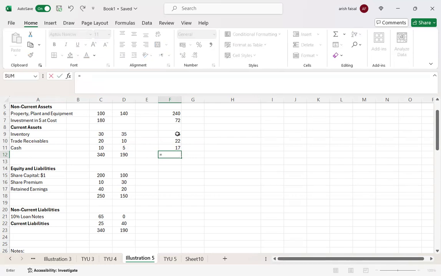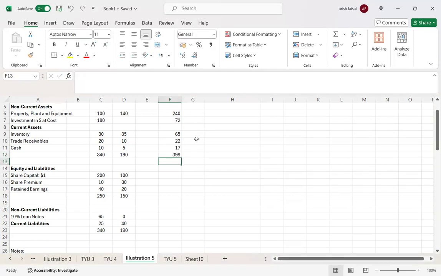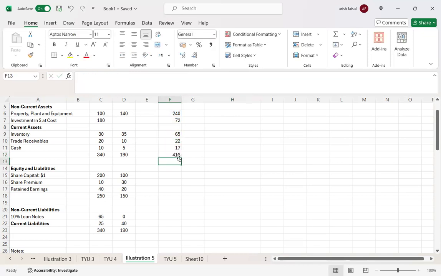And likewise, the total of the assets would be 240 plus 72 plus 65 plus 22 and then lastly plus 17. So this gives me a total of 416.